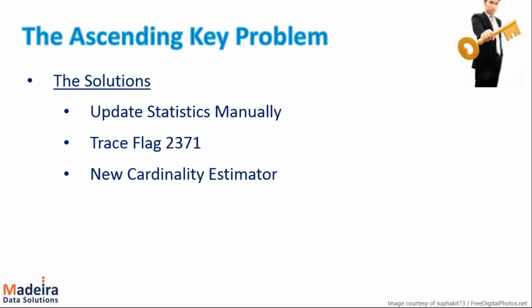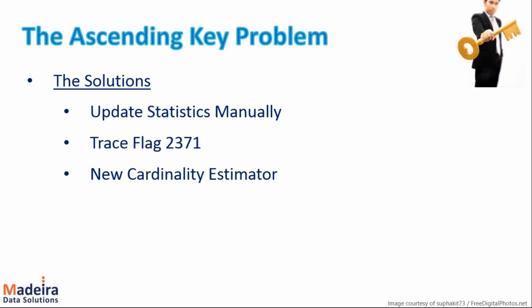Since SQL Server 2014, there is a new cardinality estimator. This is one of the new features, which means that the optimizer, when it has to estimate the number of rows for a specific table, will not just look at the statistics and say, okay, for the last week I see there are 0 rows.